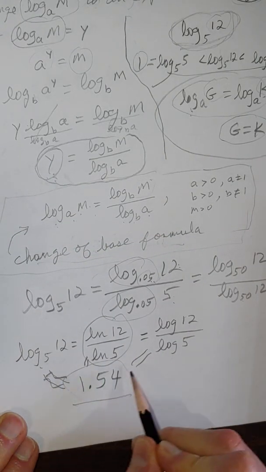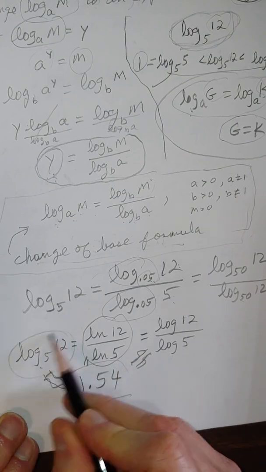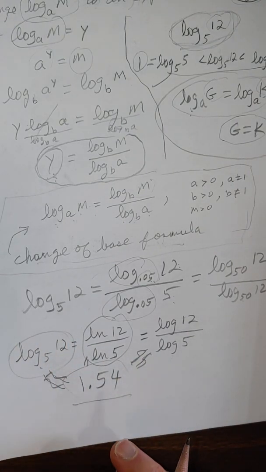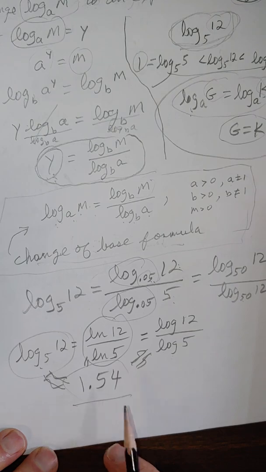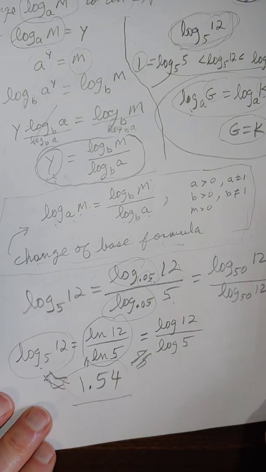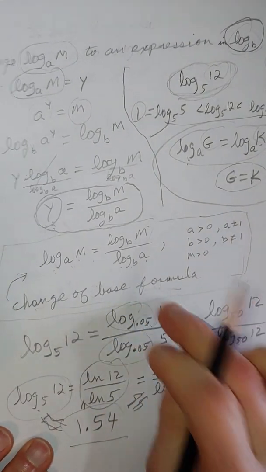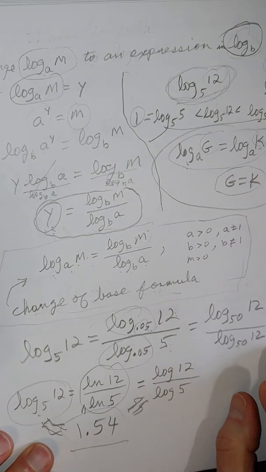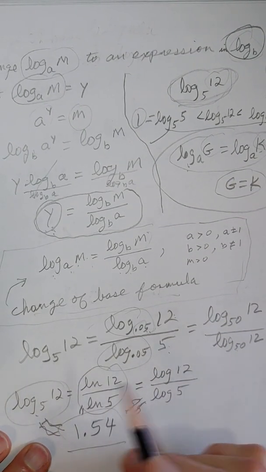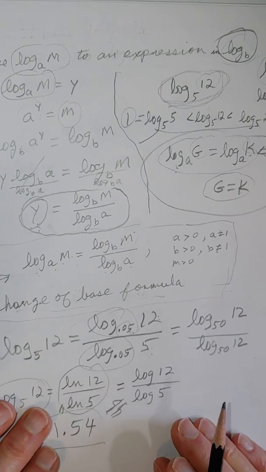These are approximations. Remember, this is actually an irrational number, and you can only approximate it in decimal form because the decimal part goes on forever, never terminates, never repeats. But that's the change of base formula or law, and you should know it and how to use it. You can change from one base to any other base you want.